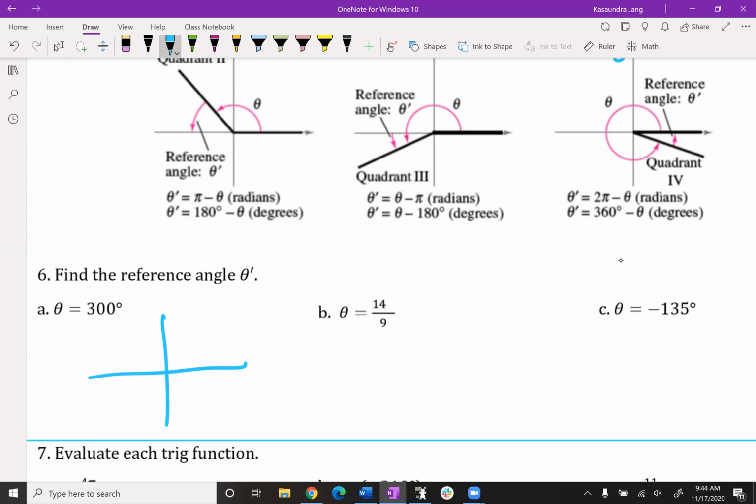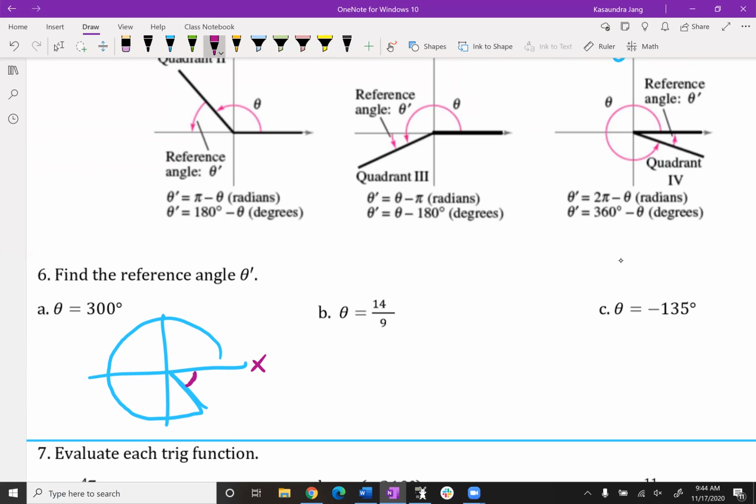Quadrant 4. Totally, quadrant 4. Nice. So it went past the 90, it went past the 180, went past the 270, so it's over here in quadrant 4. It's my 300 degrees. But I need the reference angle. So I need it to be this angle that goes to the x-axis. Here's my x-axis.